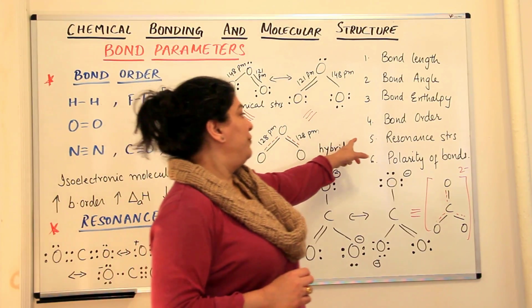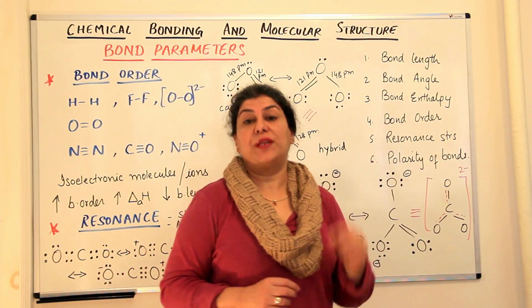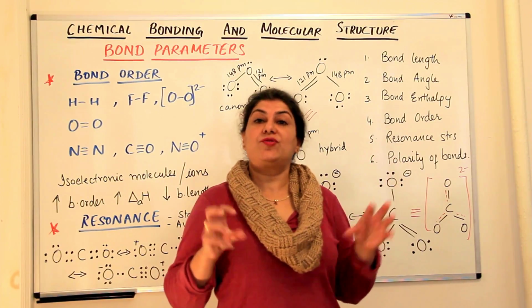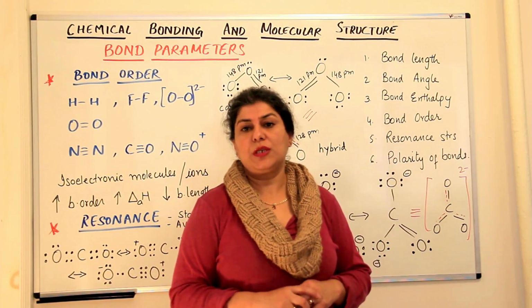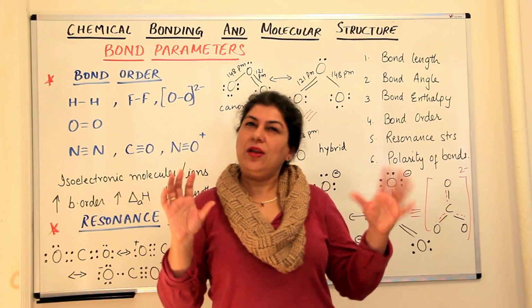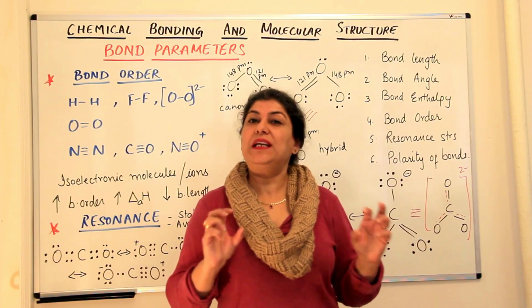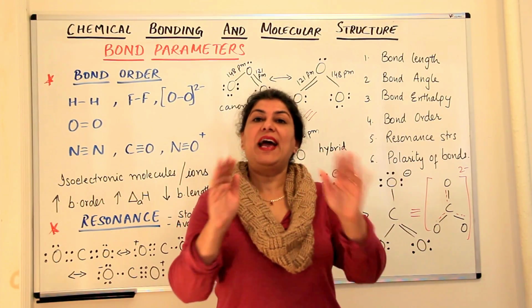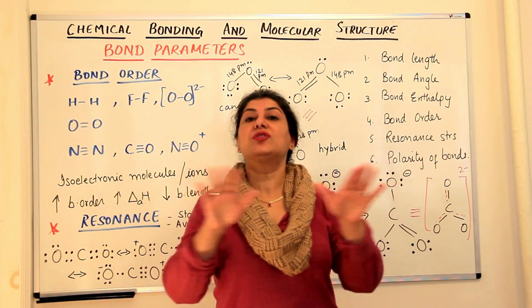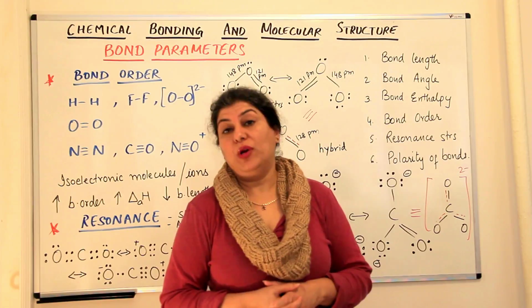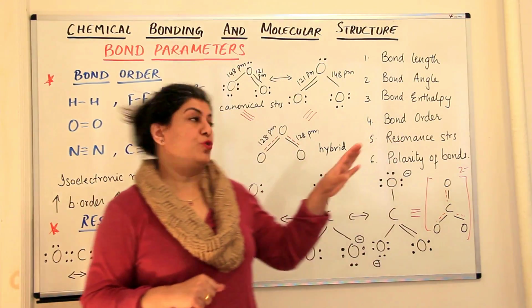Let us now come to the fifth parameter, that is resonance. We have observed that when we draw the Lewis structures of certain molecules, we can draw more than one Lewis structure, and none of those structures actually completely explains the molecule. But you can draw certain Lewis structures, more than one, for a molecule. An example is ozone.